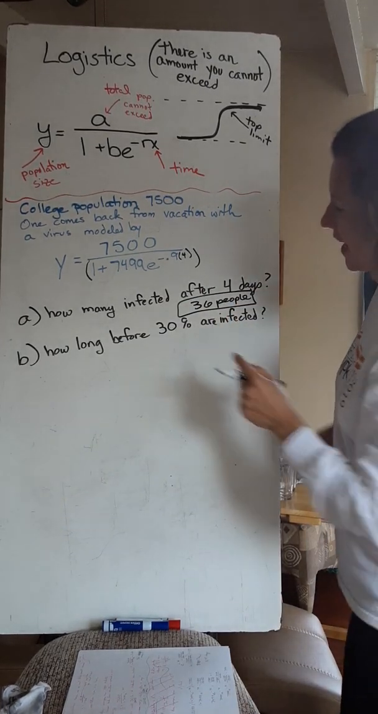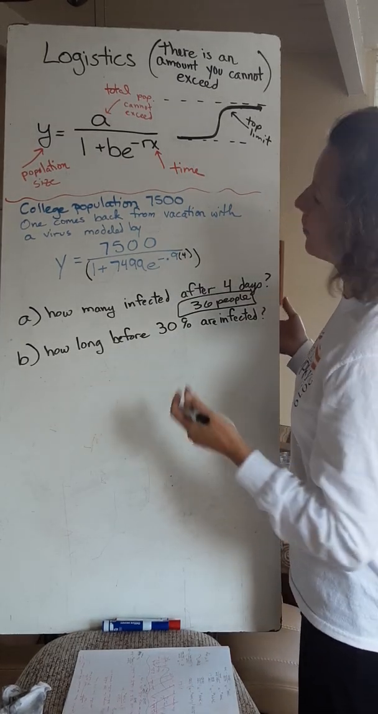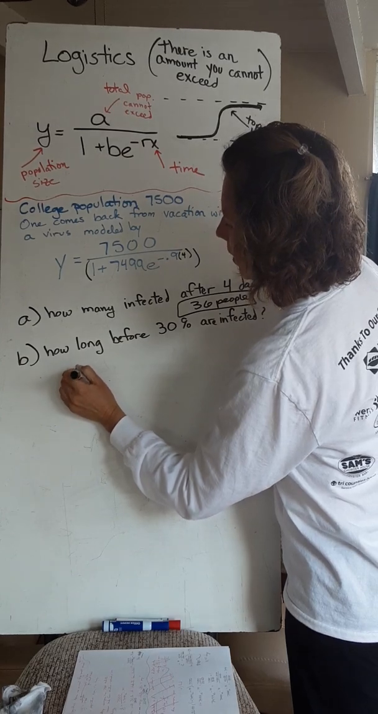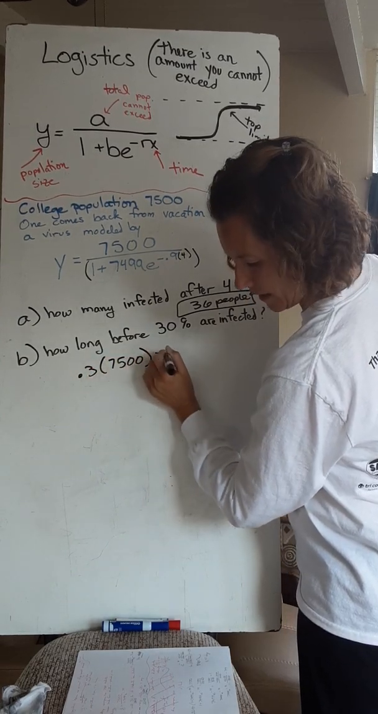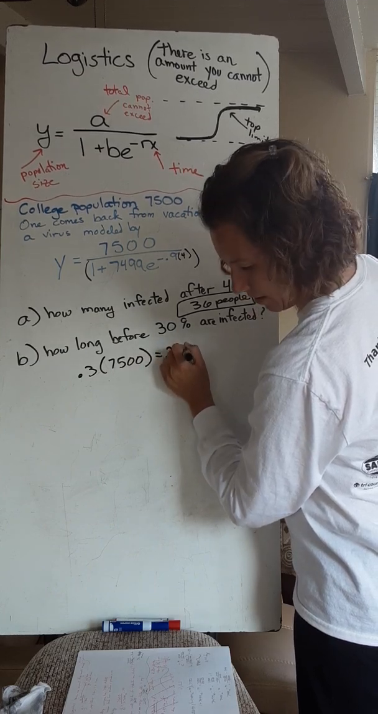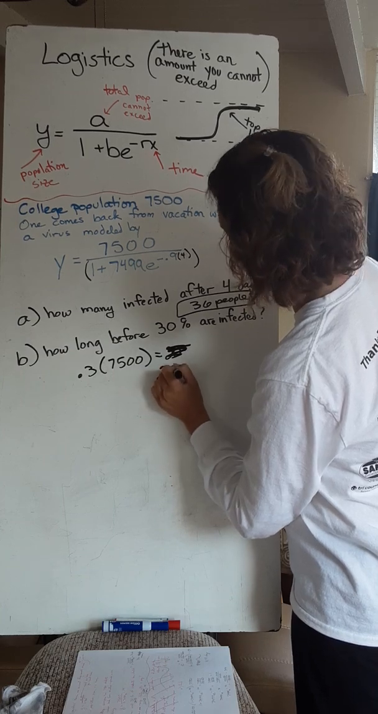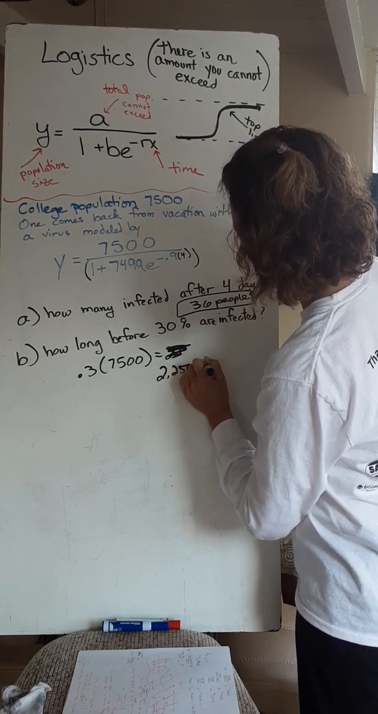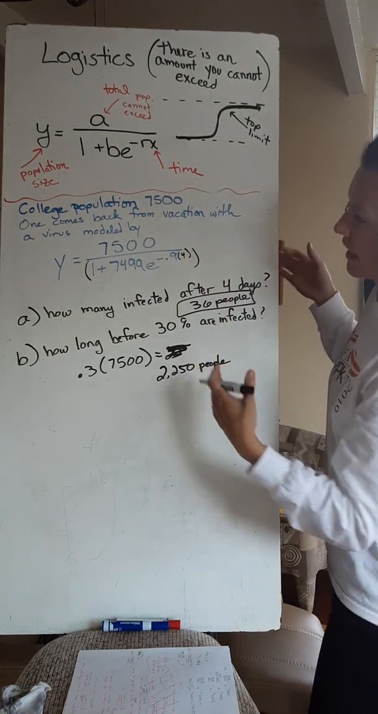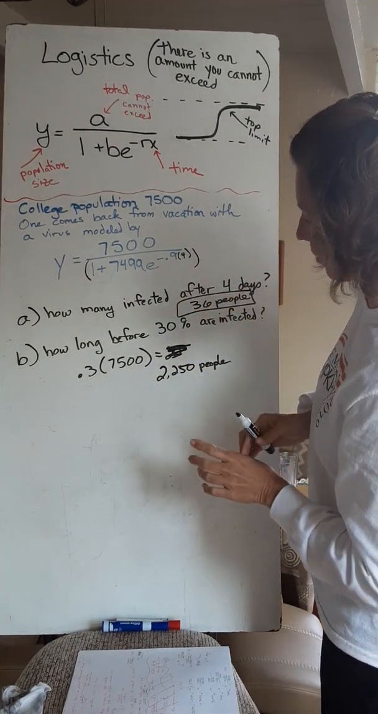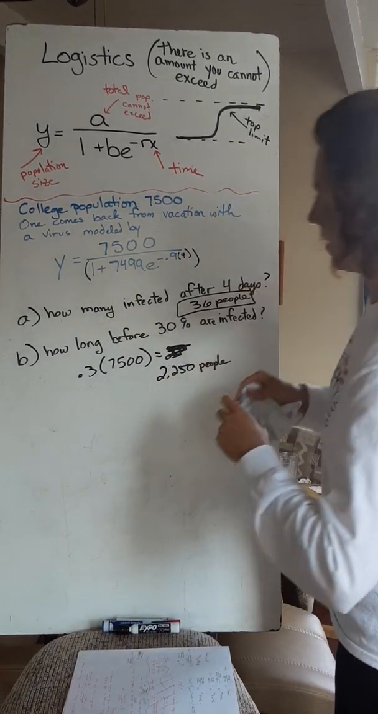Part B of the question asks, how long before 30% are infected? 30% of what? 30% of the school. So 30% of 7,500 is 2,250 people. Sorry, not 22,000. That's what we are trying to figure out, because apparently they'll close the campus if 30% of the people are infected. So I have to erase part of this so that I can do all the work.